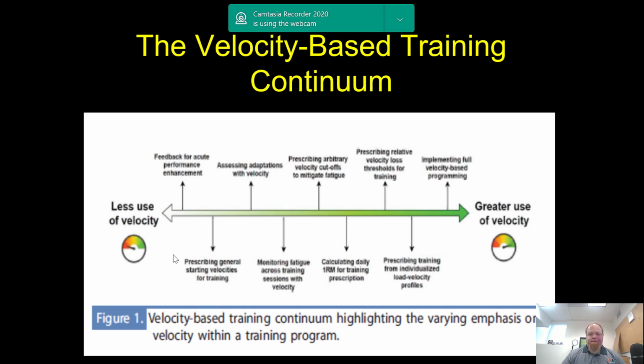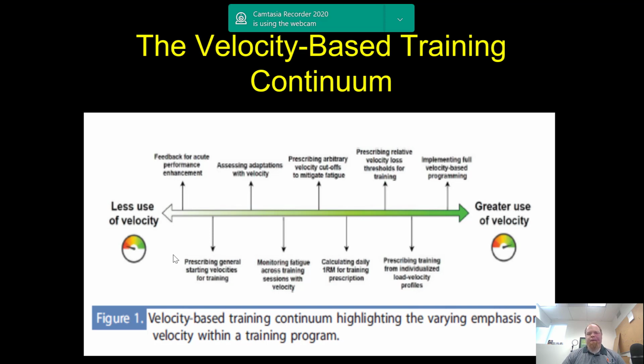And then another means is by looking at the warm-up sets. You can say, hey, I noticed that I'm 0.1 meters per second slower or faster on my warm-up set. Well, we know that about every 0.06 meters per second is about 5% of 1RM on average. Everybody's slope is a little different, but on average, that's about where you're at. So then you can alter the loads for the training session based off of the warm-up.